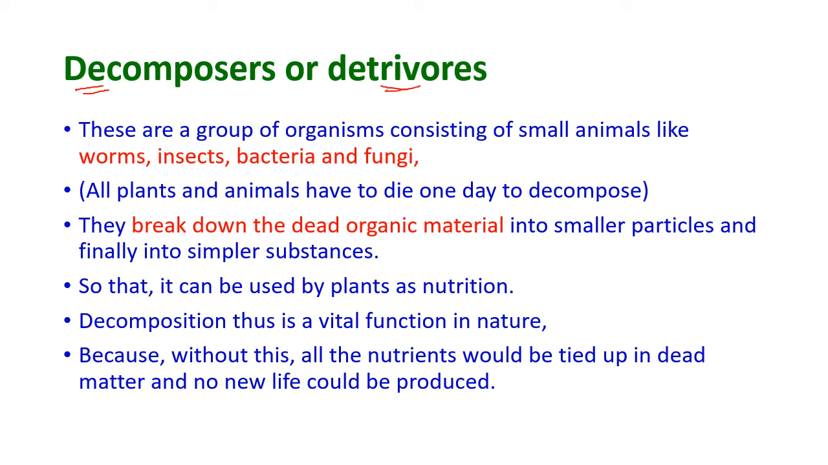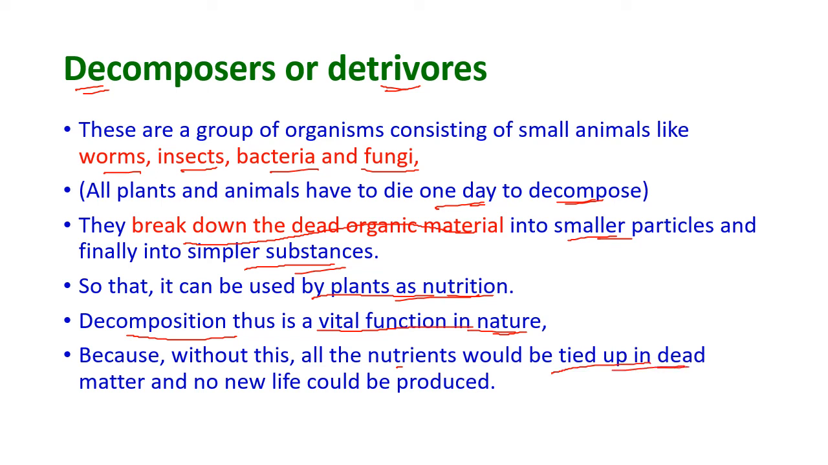Decomposers are detritivores. The decomposers are a group of organisms consisting of small animals like the worms, insects, bacteria, and fungi. One thing you have to note here is all plants and animals have to die one day and decompose. Hence, the decomposers break down the dead organic material into smaller particles and then finally into simpler substances, so that these simpler substances can be used by plants as nutrition. Decomposition thus is a vital function in nature, because without decomposition, all the nutrients would be tied up in the dead matter and no life would be produced.